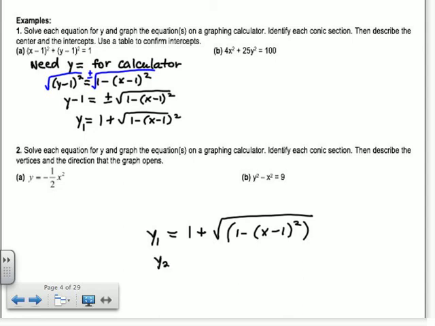Okay, y2 looks exactly the same, except you're going to have 1 minus the square root of 1 minus (x minus 1) squared. Where do you get the x? Oh, sorry, x, it looks like x theta t. It's on the upper left underneath mode.